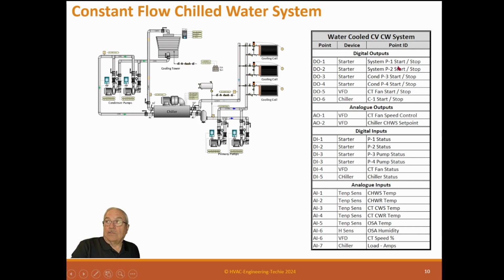Okay, set points. So DO1 is system P1 start stop. DO2 is system P2 start stop. DO3 is a condenser P3 start stop. DO4 is condenser pump 4 start stop. DO5 is a cooling tower fan start stop. DO6 is a chiller start stop, I'm sorry. AO1, analog out 1, is a cooling tower fan speed control.